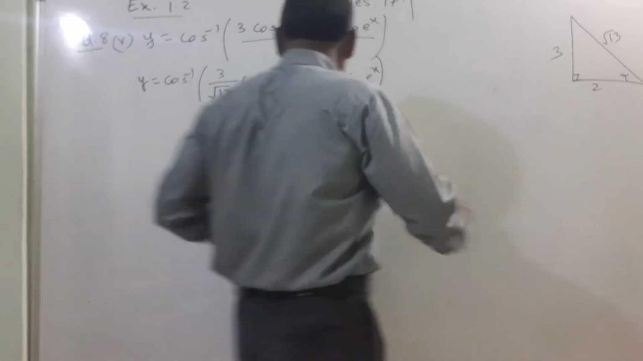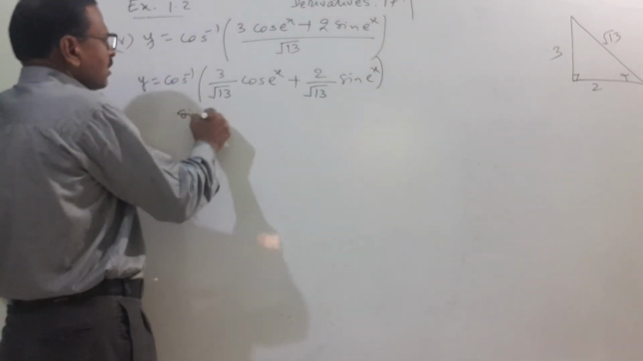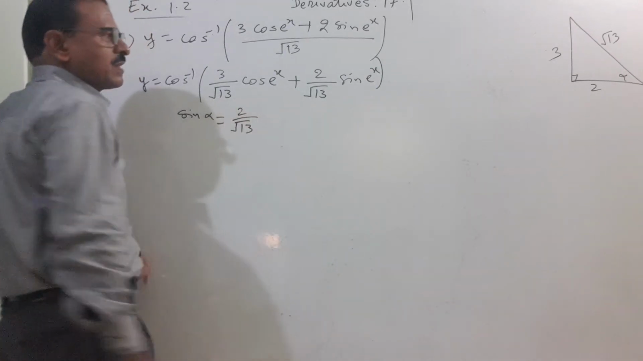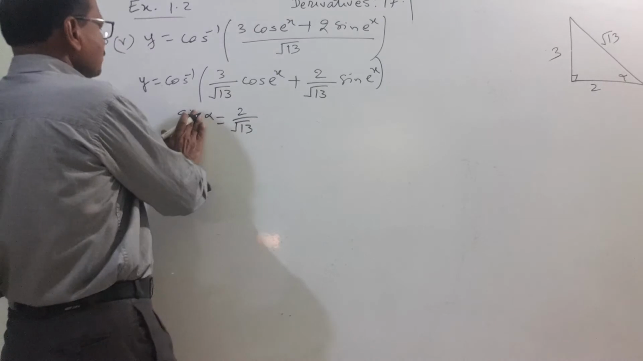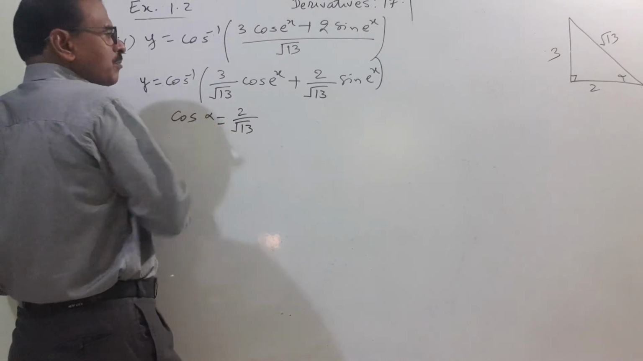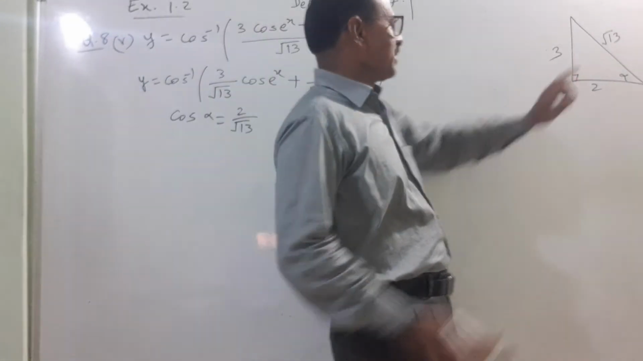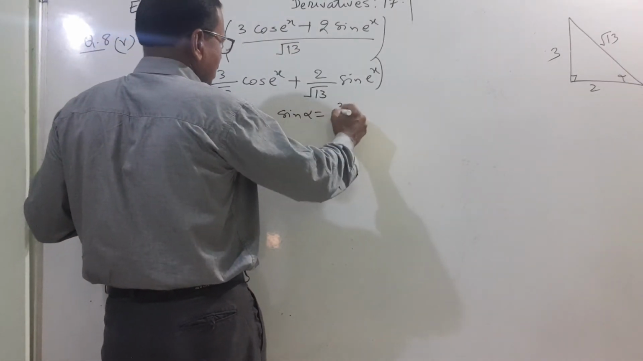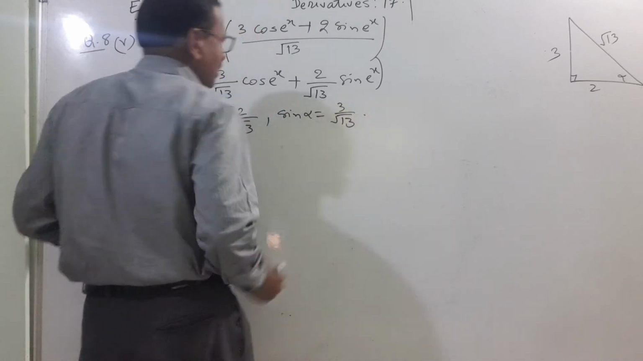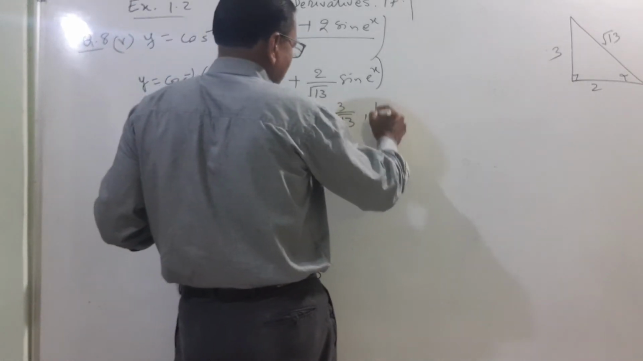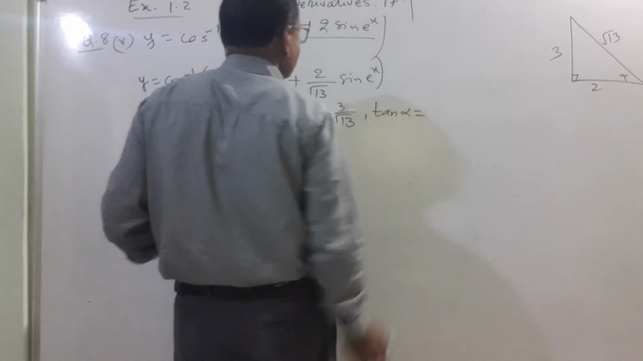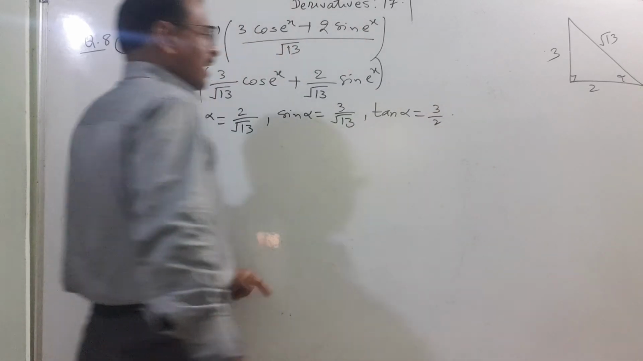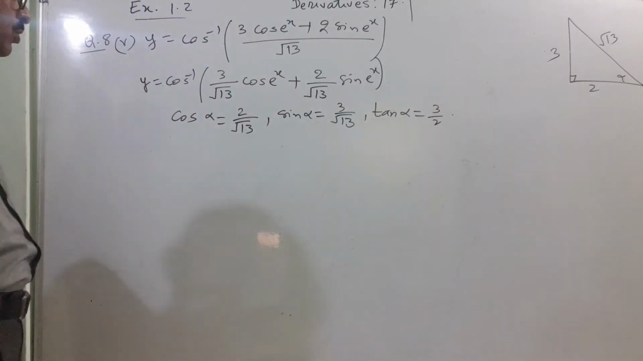then this is sin alpha is equal to 2 upon root 13, cos alpha, because I have taken this as the adjacent side, and sin alpha is equal to 3 upon root 13. As usual, tan alpha will be 3 upon 2, and alpha is equal to tan inverse of 3 upon 2.